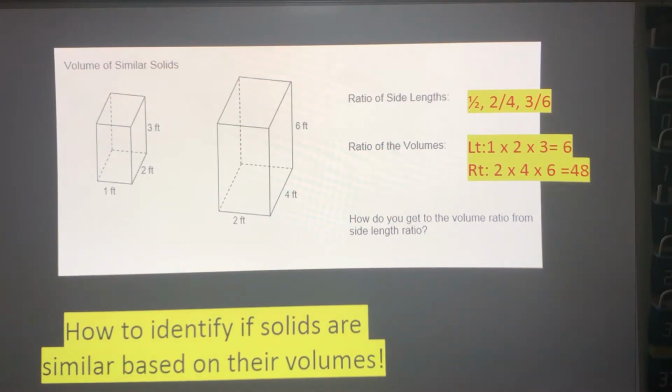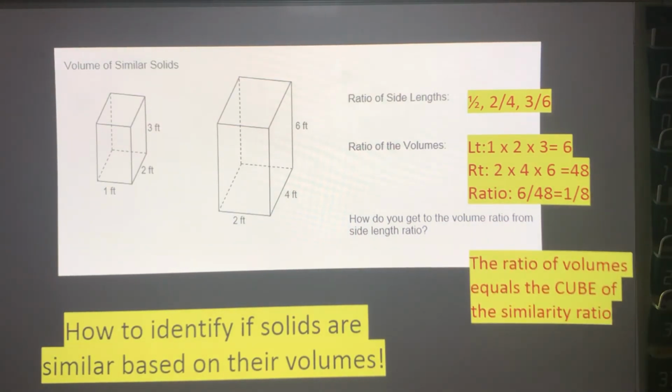In fact, if we do 6 divided by 8, we get a ratio of 1/8. What that comes from is we are going to cube the similarity ratio. So if we go back up to the linear dimension, the similarity ratio is 1/2. If we cube 1 and we cube 2, we get a combined fraction of 1/8. This is where it gets a little confusing, because to compare volumes, we have to cube dimensions.